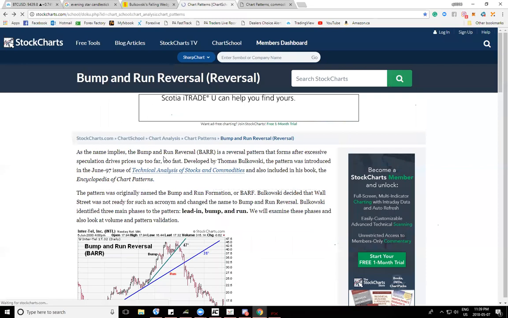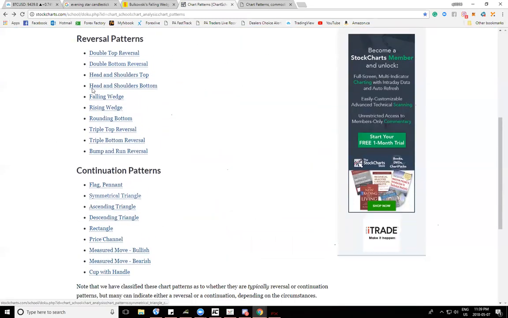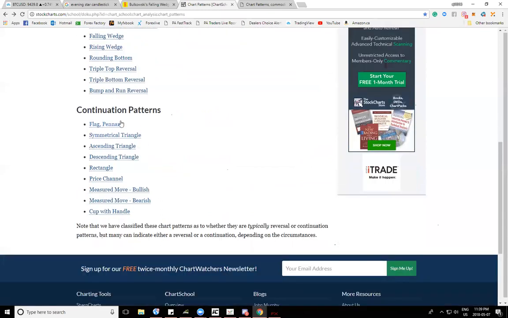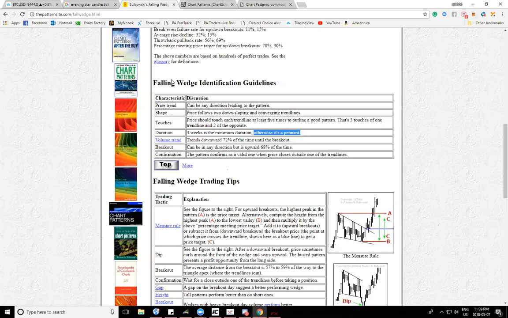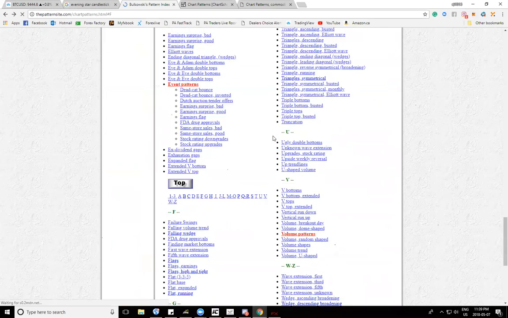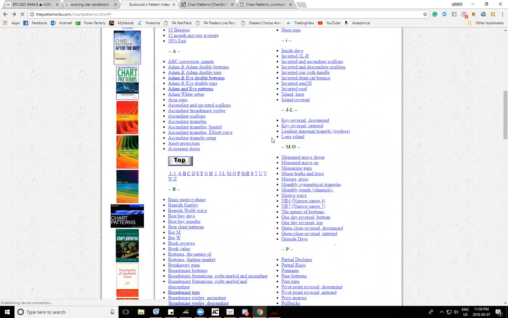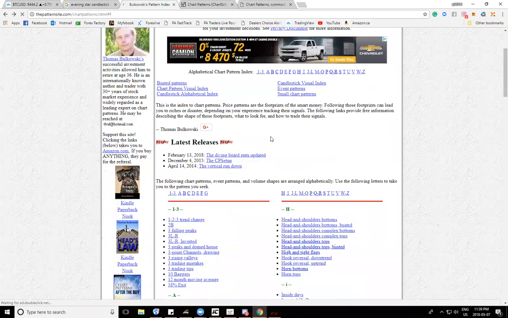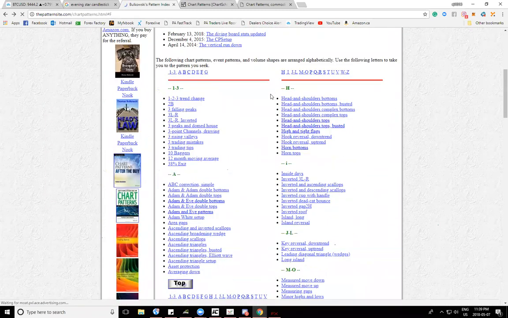But yeah, if you want to focus on some patterns, these are the main reversal patterns, and then you have the main continuation patterns. Thomas's site is great, but there's a whole lot of information that you don't need to be a good trader. But if you are looking for something and you're not finding it elsewhere, you'll probably find it here.